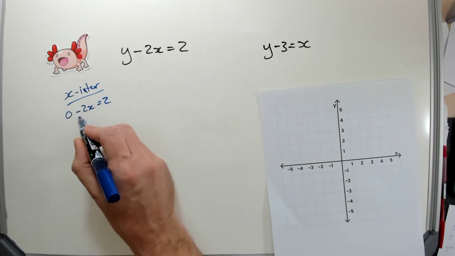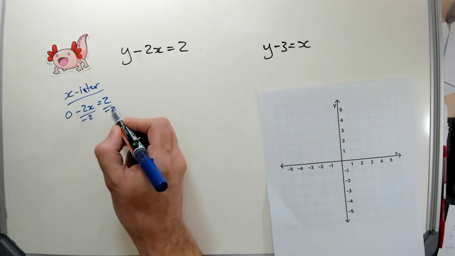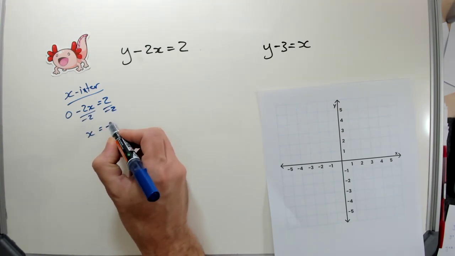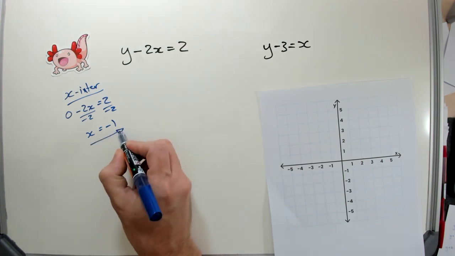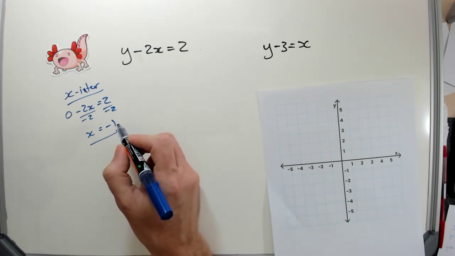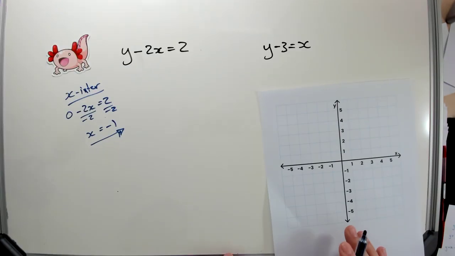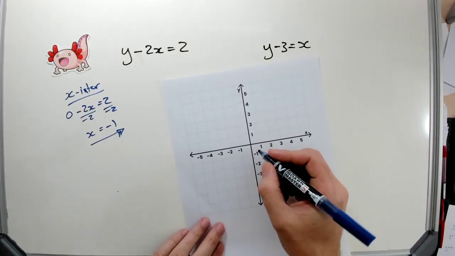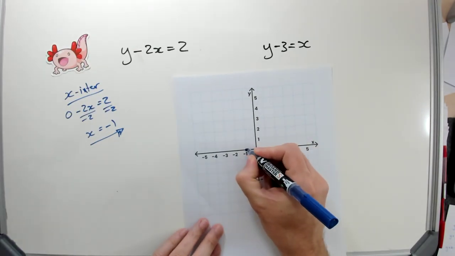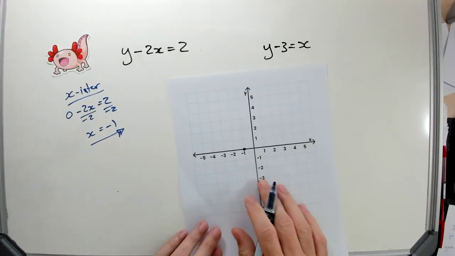So I'm going to divide both sides by -2, and then x would be -1. X-intercept. Yeah, y is 0, x is -1. Okay, so let me just go find -1 on here. We'll do this in blue, this one. Okay, there we go. X is -1.